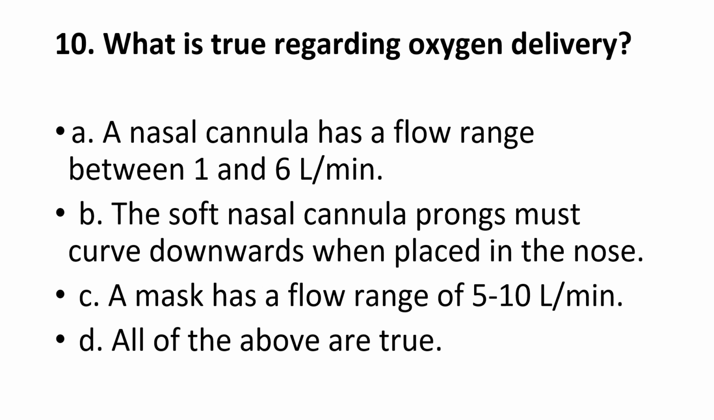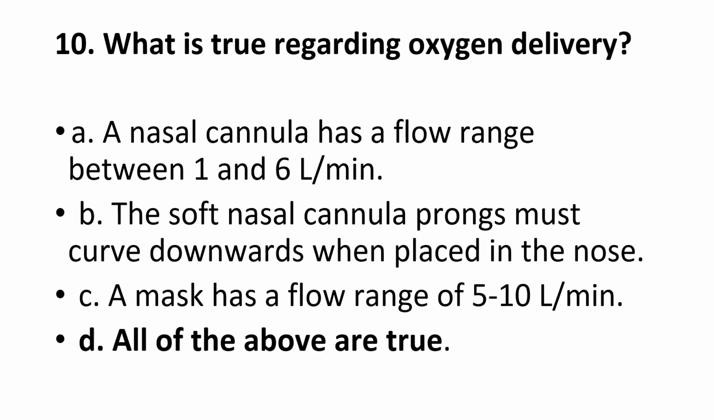What is true regarding oxygen delivery? A nasal cannula has a flow range between 1 and 6 liters per minute. The soft nasal cannula prongs must curve downward when placed in the nose. A mask has a flow range of 5 to 10 liters per minute. All the above are true.